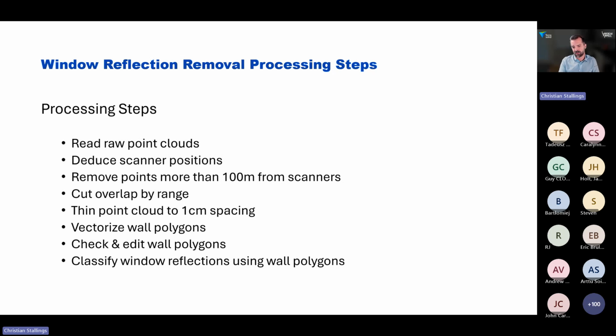Once we have that, we'll vectorize the wall polygons, and we will use the inspect element tools to check those wall polygons and do edits to those polygons to then finally use those as planes to determine any window reflections that pass to those planes that we want to change the classification on.